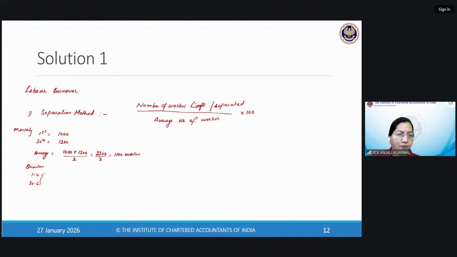So for a 3 months period or 1 quarter of a year, you'll take the opening number of workers in this period and the closing, and you'll divide by 2 to get the average number of workers during this quarter. And then you will find out how many workers separated in this complete quarter, how many left the organization or separated. So this is the first method by which you calculate the labor turnover.